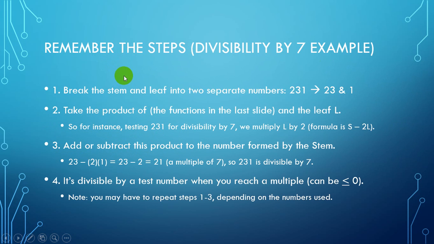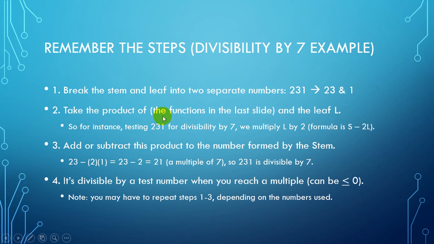And remember the steps, and this was in our divisibility by 7. In a generic sense, in every case, you're always going to break the stem and leaf into two separate numbers. So we're checking 231, to see if it's divisible by 7. This is, for example, just recalling that. I have an earlier tutorial on divisibility by 7, 8, and 11 as well. So you break it apart into 23 and 1. So that was our first step. You break up the stem and leaf. And then you do something to that.